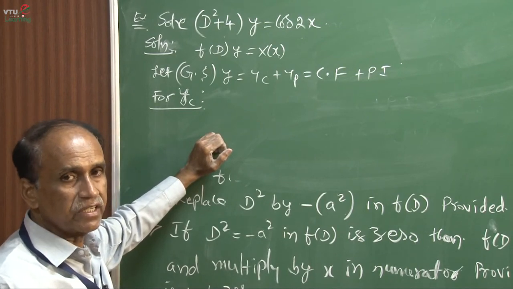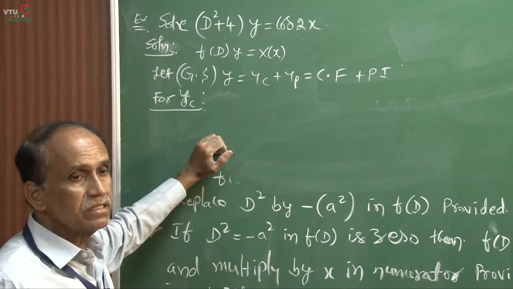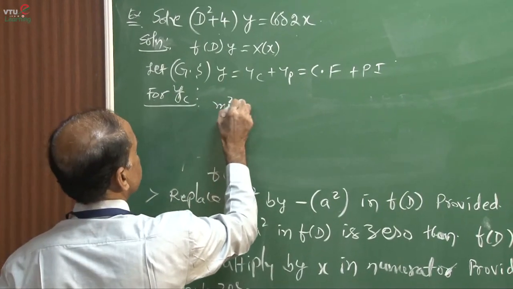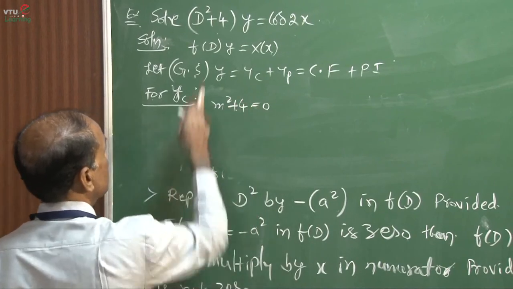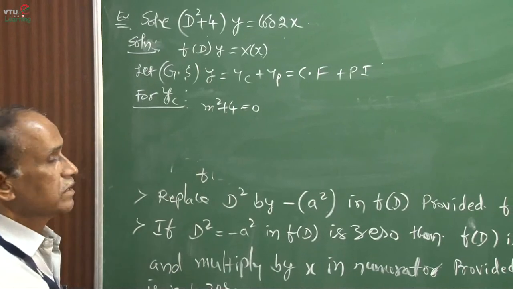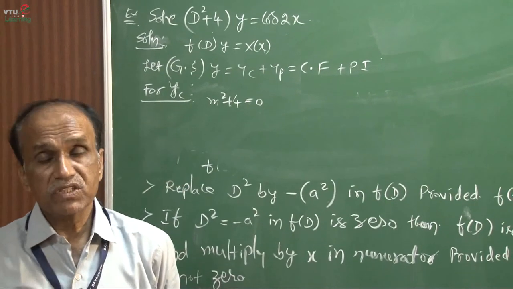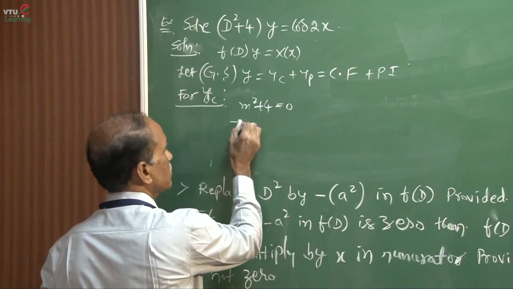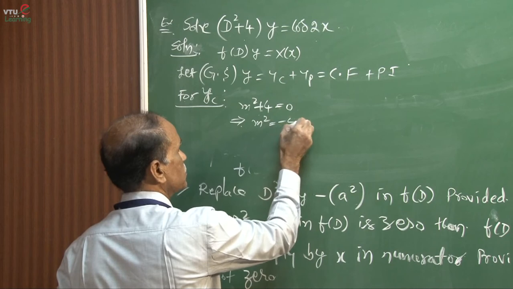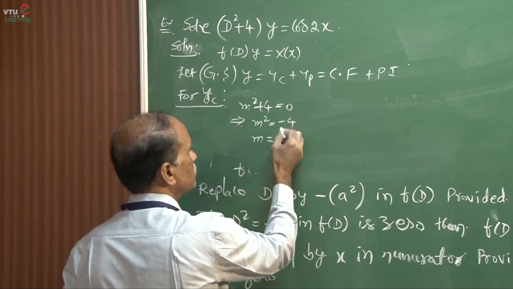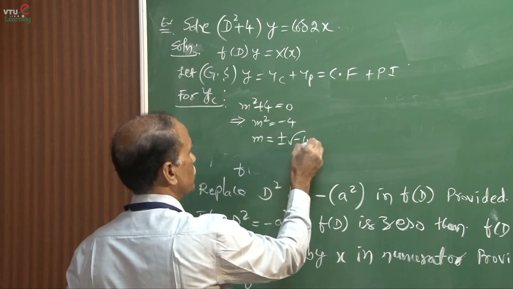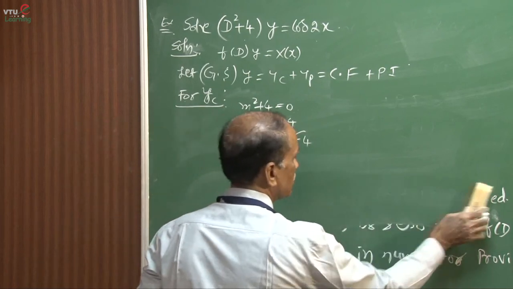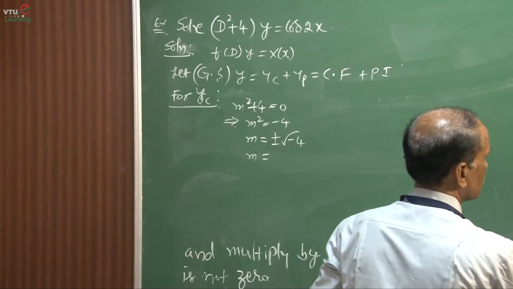For the complementary function, you have to write the auxiliary equation, find the roots, and then, depending on the nature of the roots, write the solution for yc. That is m square plus 4 equal to 0. This is the auxiliary equation, and since it is of second degree, you call it a quadratic equation. What are the values of m? m square is equal to minus 4, so m is equal to plus or minus root of minus 4, that is 0 plus or minus 2i.